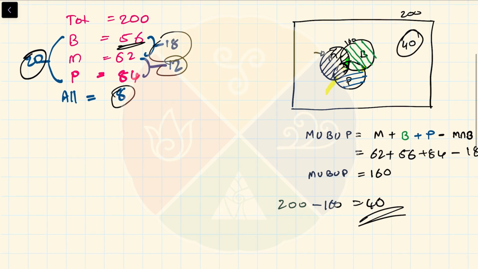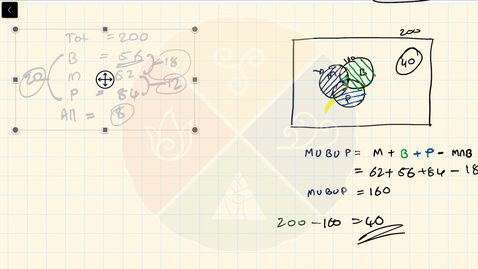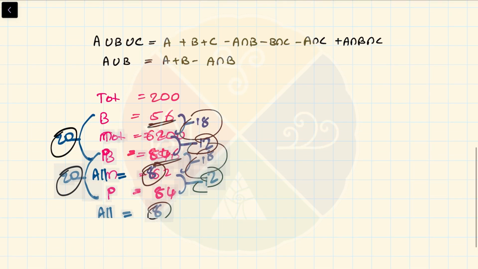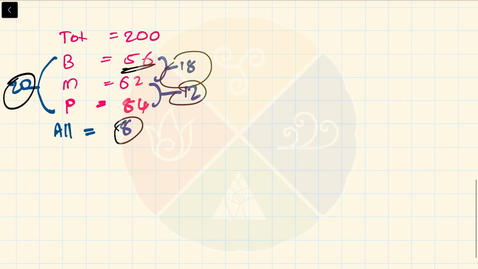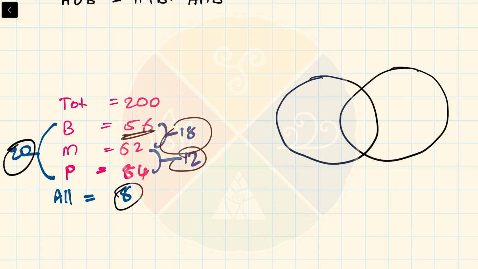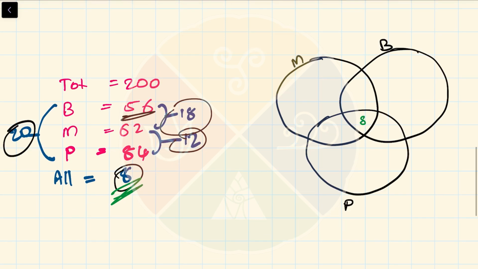But there is one more step further which we can go. Let me take this value and move it down because there is something I want to show you. If we have all these values, then we can represent the circles more properly. If I draw these circles, the first one is maths, second is biology, third one is physics. First thing I have to write is the 8 people who are standing in the center. 8 people who selected all the subjects will be standing here.